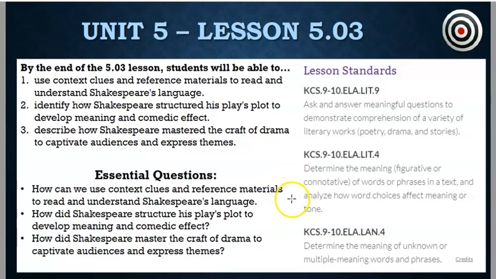Our essential questions: how can we use context clues and reference materials to read and understand Shakespeare's language? How did Shakespeare structure his play's plot to develop meaning and comedic effect? And how did Shakespeare master the craft of drama to captivate audiences and express themes?